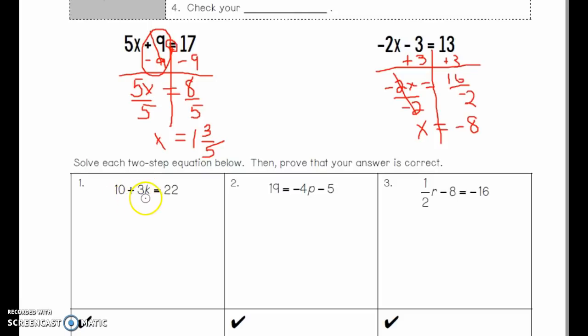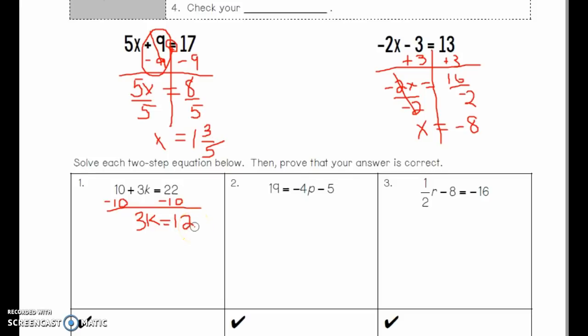I'm not going to do anything to the 3 and the k because that's multiplication. I have to look for some addition. I am adding, but most importantly, this is a positive 10. I need to get rid of that 10. So the first thing I'm going to do is subtract it because 10 minus 10 is 0. If I do that there, I need to do it on the right side also. So I have 3k equals, and 22 minus 10 is 12.